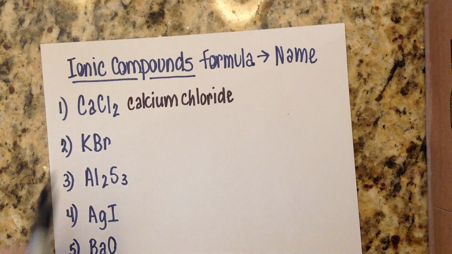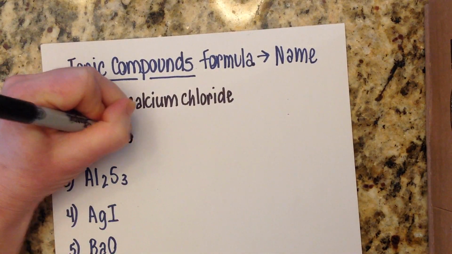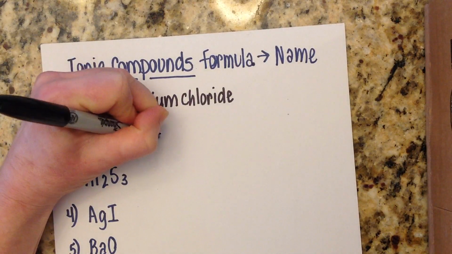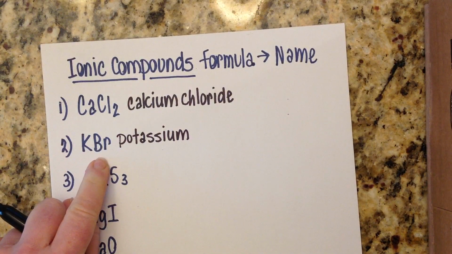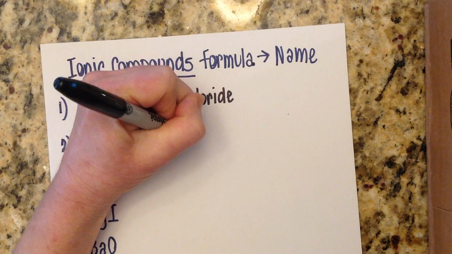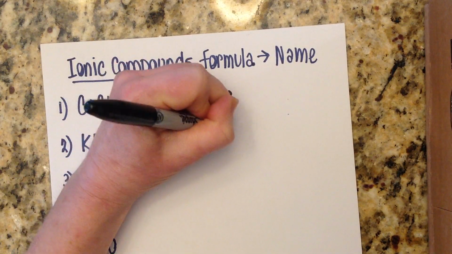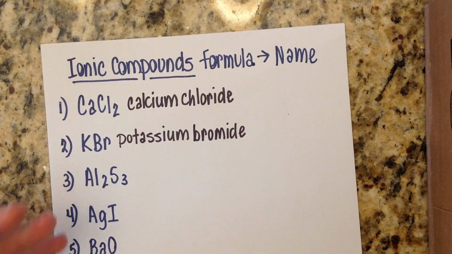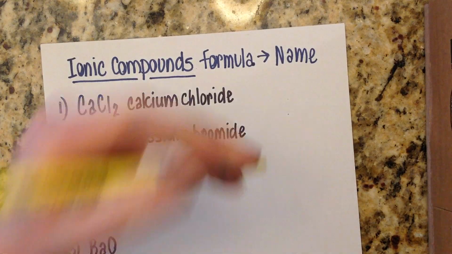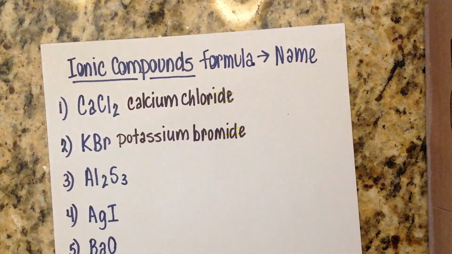KBr. K is potassium. Br is bromine, which when it becomes an anion is bromide. My personal opinion here is the fact that everything ends in IDE makes things simple, because I think a lot of students see all these chemical names before they've learned naming, and they're like, oh my gosh, how do you know all that? These all end with IDE when you're doing binary ionics.